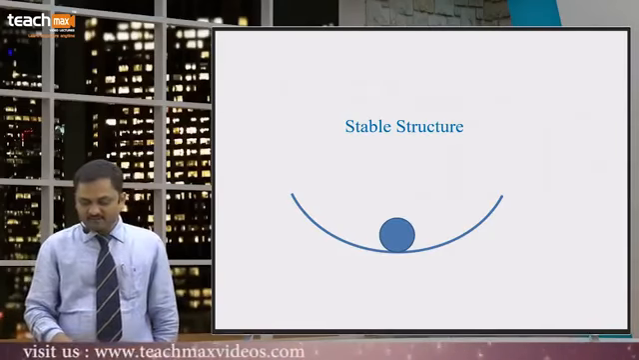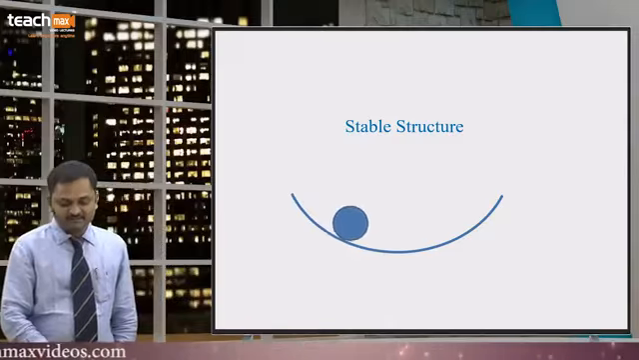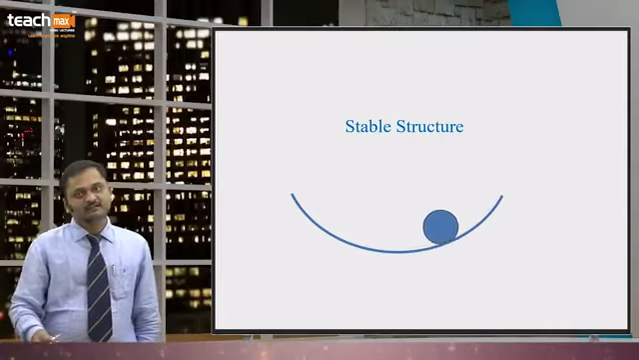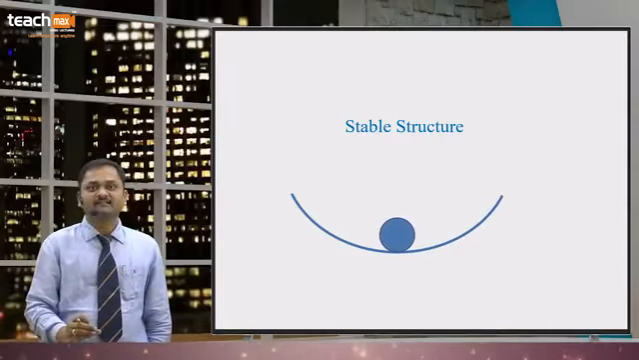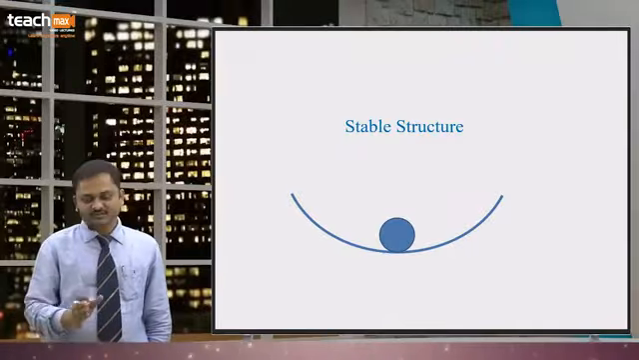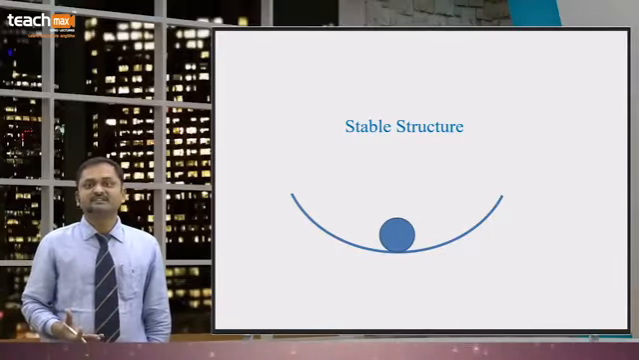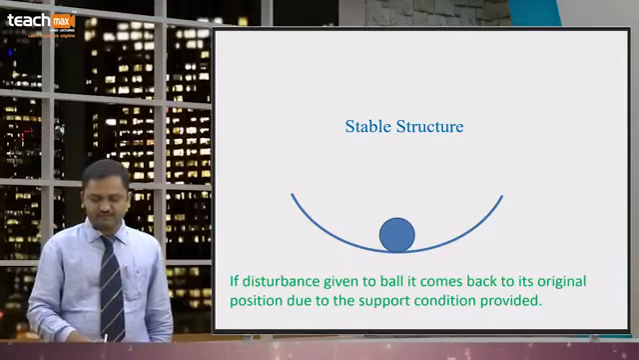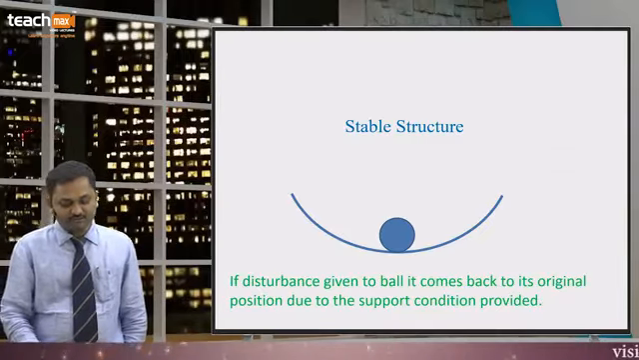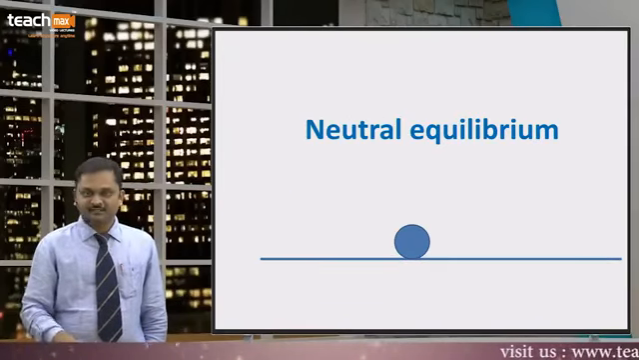So this is one animation available with me, so that you can see stable structure. They just deform by some amount, but they come back to their own position, or we can say immediate elastic restraint is provided. So if a disturbance is given to this ball, it comes back to its original position due to the support condition provided. So, stable structure.